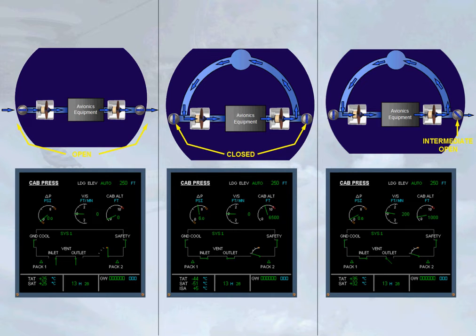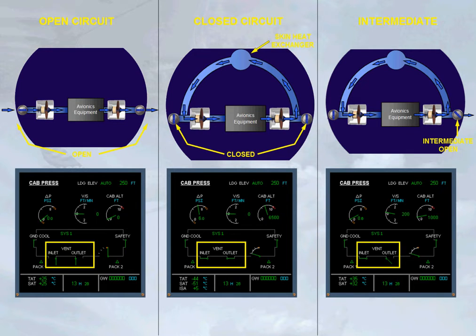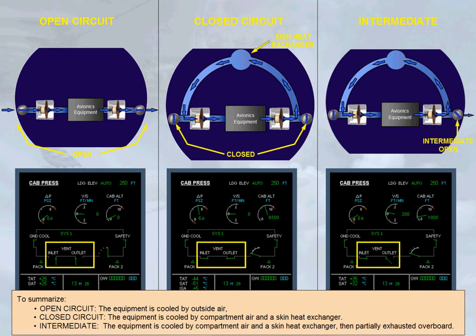To summarize, open circuit, the equipment is cooled by outside air. Closed circuit, the equipment is cooled by compartment air and a skin heat exchanger. Intermediate, the equipment is cooled by compartment air and a skin heat exchanger, then partially exhausted overboard.